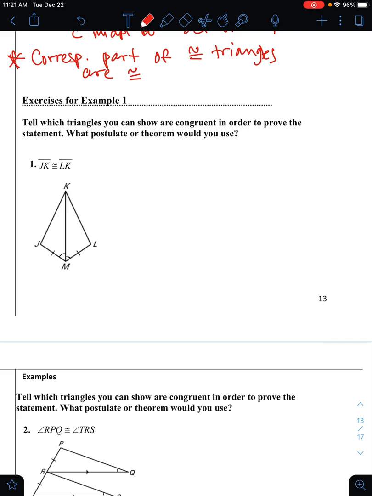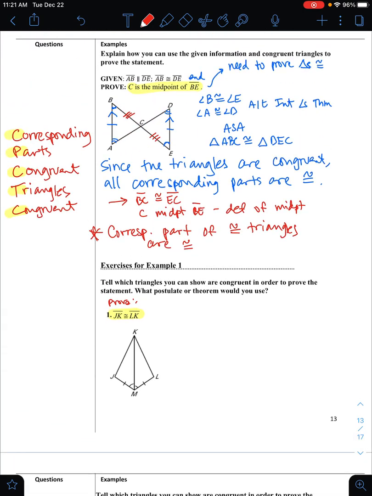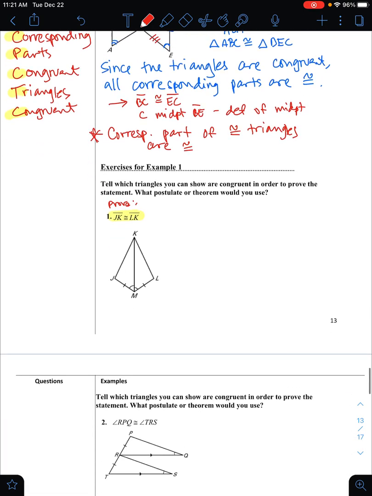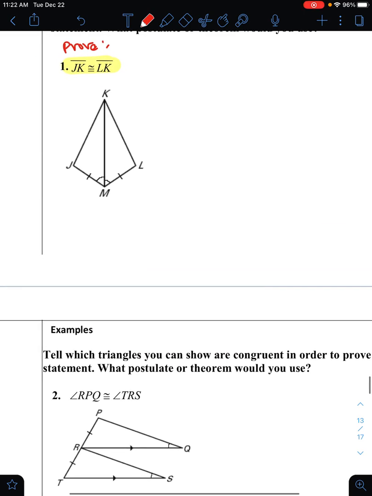Tell which triangles you can show are congruent in order to prove the statement, what is the postulate or theorem? Okay, so this is saying which two triangles are congruent in order to prove this. So this is sort of like in my proof, this is the prove line. Okay, this cannot be used in my proof. Okay, so I'm kind of like ignoring that. That is not part of any given or anything like that. So I'm going to do what I did above. I'm going to name the two triangles and come up with my reason. Is it SSS? Is it HL? That type of thing. Okay, and we're not making a proof. We're just sort of informally getting there.